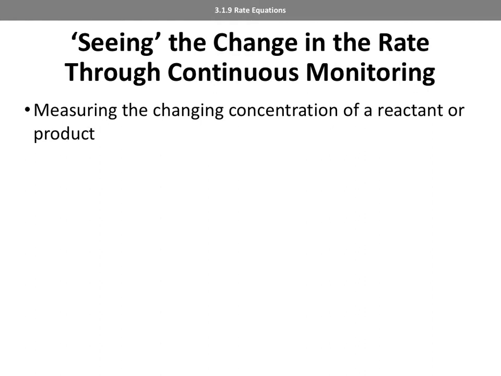A final method for seeing the change in rate through continuous monitoring is measuring the change in concentration of a reactant or a product. Of course it does depend on the reaction, but one method is by titration. So you could do a titration at specific times during the reaction.